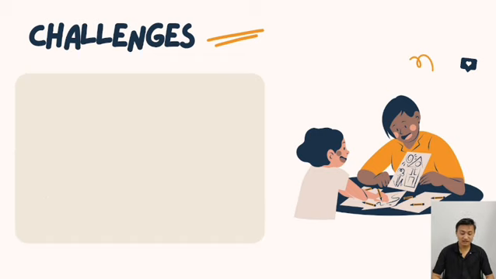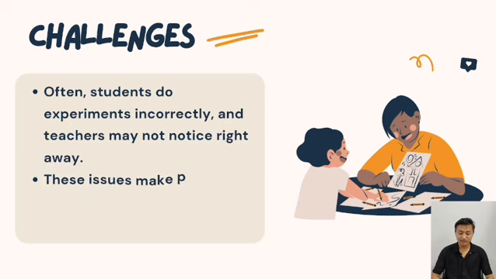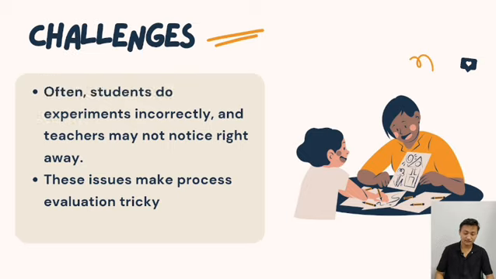Has anyone here ever noticed a student doing an experiment incorrectly but did not intervene immediately? Yes, that's a common challenge in process evaluation.